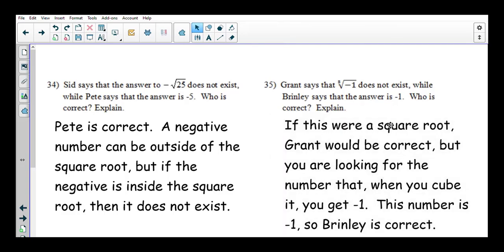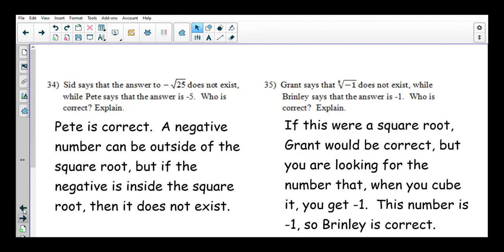So if this were a square root, Grant would be correct, but you are looking for the number that when you cube it, you get negative 1. This number is negative 1, so Brinley is correct. If I take negative 1 to the third power, I get negative 1. So I'm allowed to take the cube root of a negative number, just not the square root of a negative number.